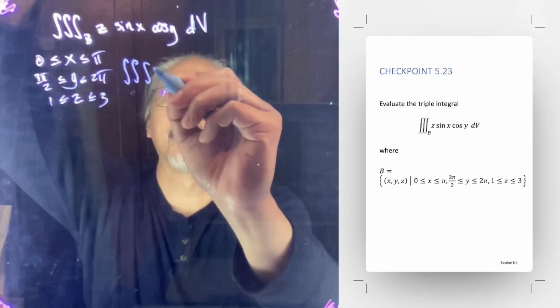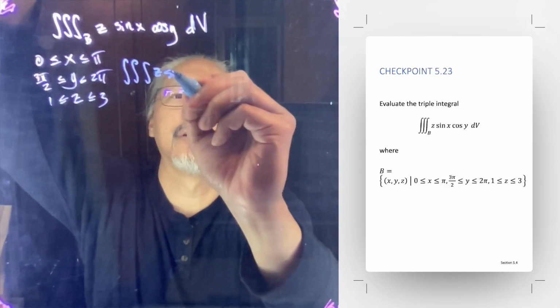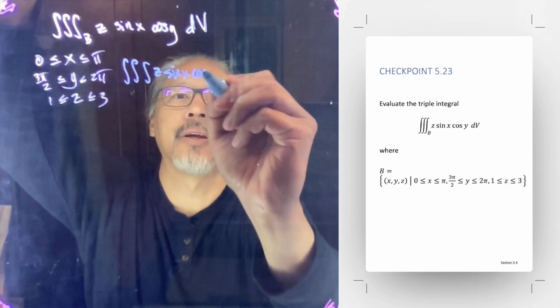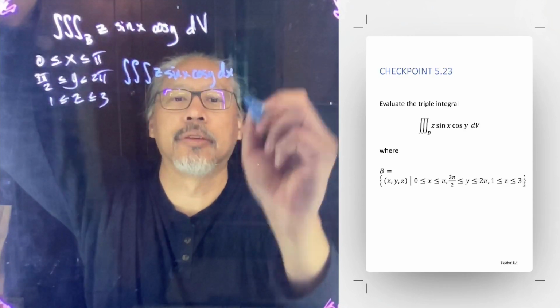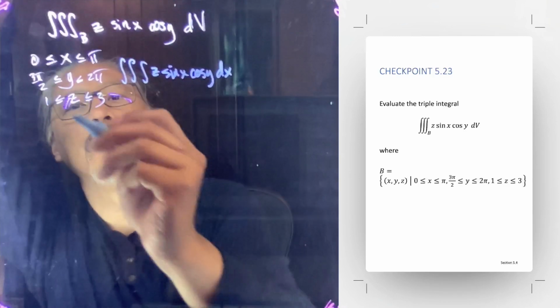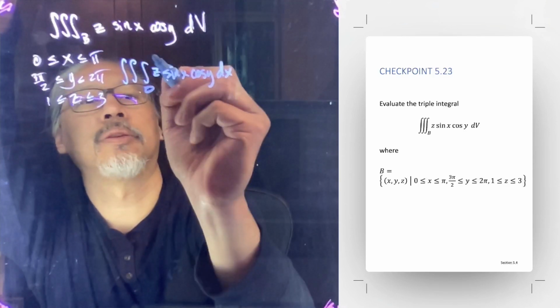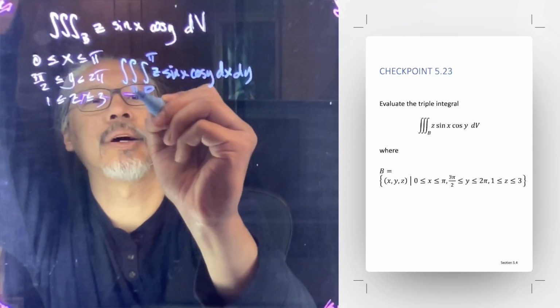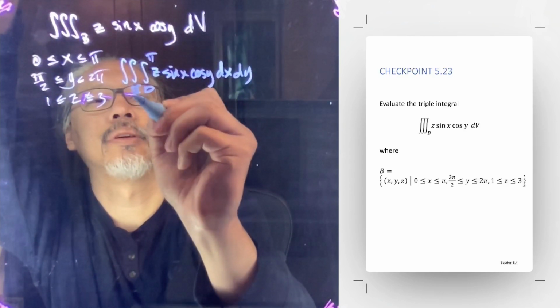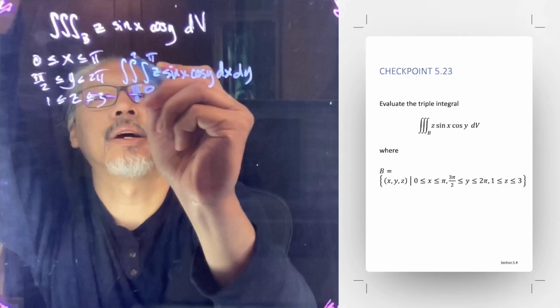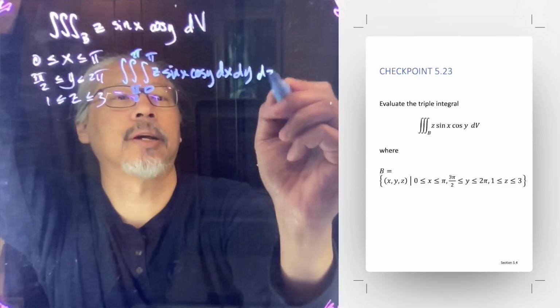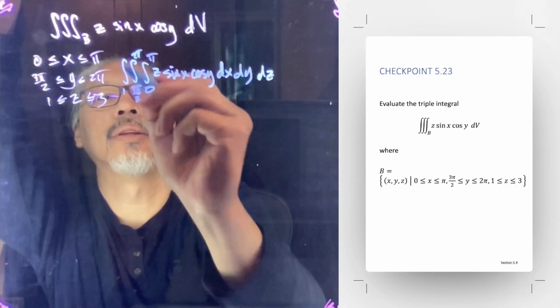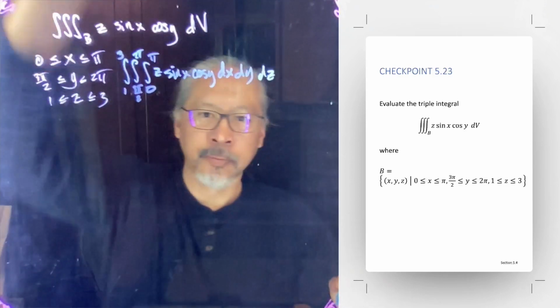The integrand is z sine x cosine y. And we'll integrate with respect to x first, and x goes from 0 to pi, and then we'll integrate with respect to y, going from 3 pi over 2 to 2 pi, and then with respect to z from 1 to 3.